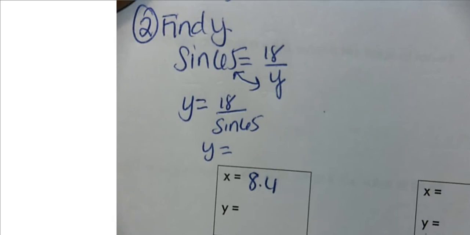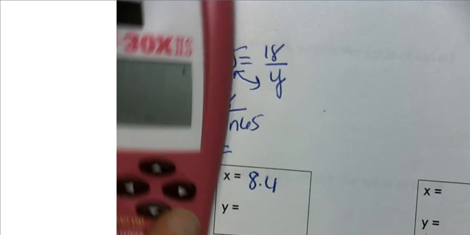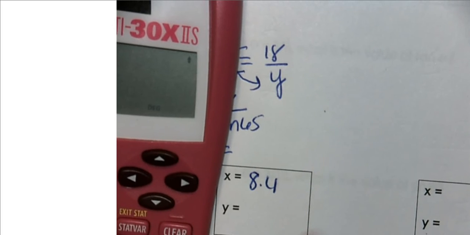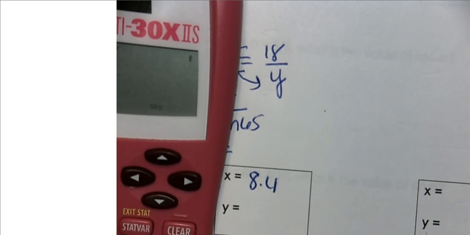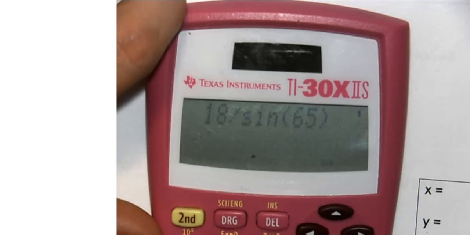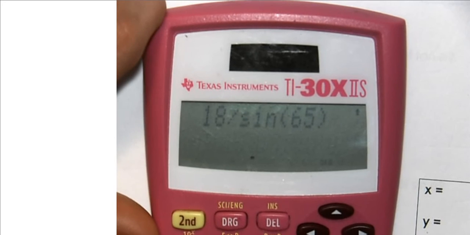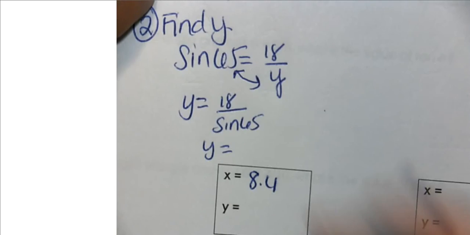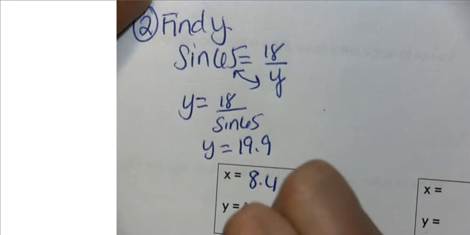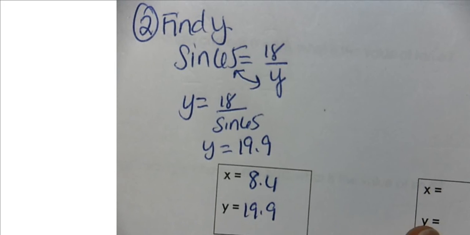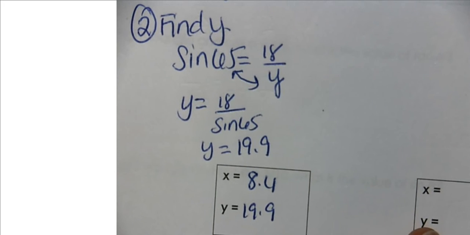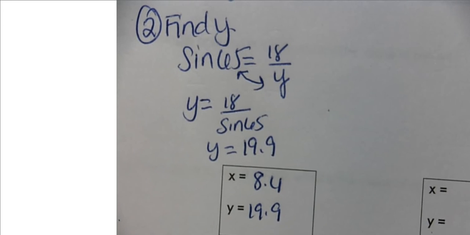And now I'm going to put this into my calculator. 18 divided by the sine of 65 degrees. When you put that into your calculator, you end up with 19.9. And that is your answer. We have one more problem, and then the remaining problems are problems that I would like you guys to complete on your own, and we will discuss those the next time that I see you.